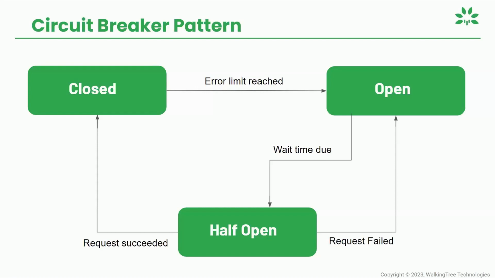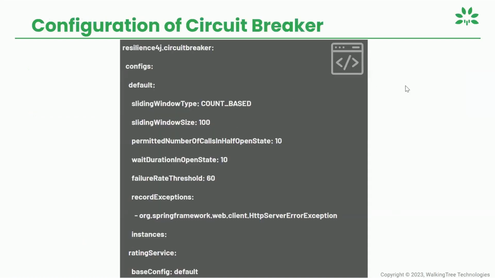Now coming to the circuit breaker pattern implementation. With Resilience4J, it's very easy to implement. Basically, you need to mention the basic configuration of your circuit breaker in the application.properties. The circuit breaker pattern can be implemented in two different ways: count based or time based. Here you can see the sliding window type is count based. That means we have given a sliding window size of 100, and a failure rate threshold of 60. That means out of 100 requests, if 60 fail, the circuit breaker will enter the open state and it doesn't allow any calls to the dependent service.